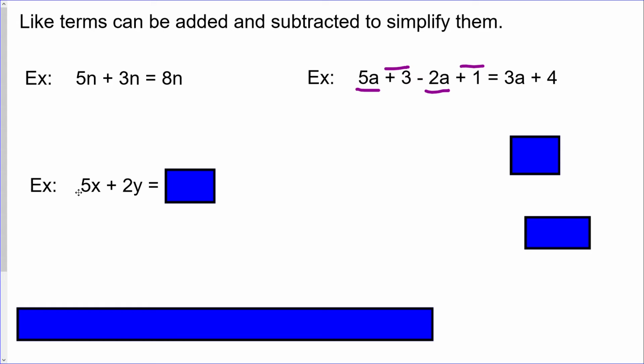In the third example here, hopefully you'll notice right away that these are not like terms, so there's actually nothing more you can do to make that simpler, unless you happened to know what x and y were equal to, which would make it more of a question similar to what we did early in the algebra unit with substitution.